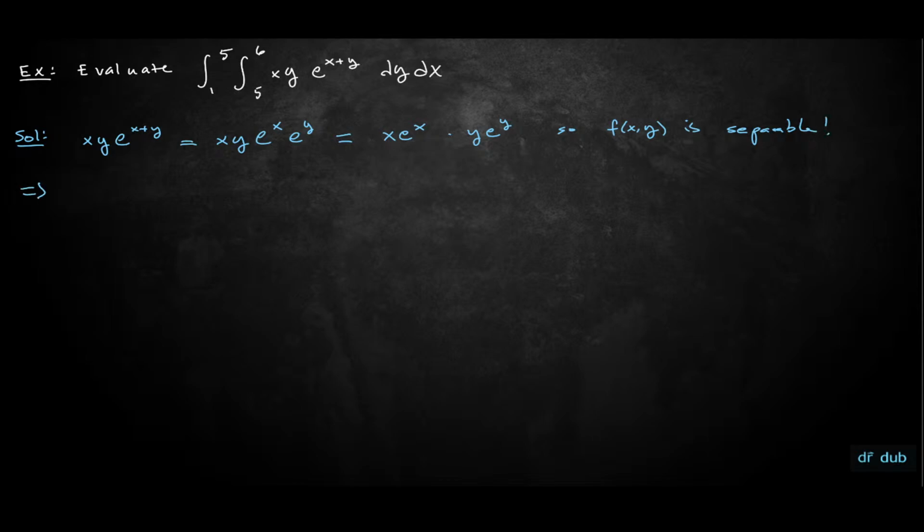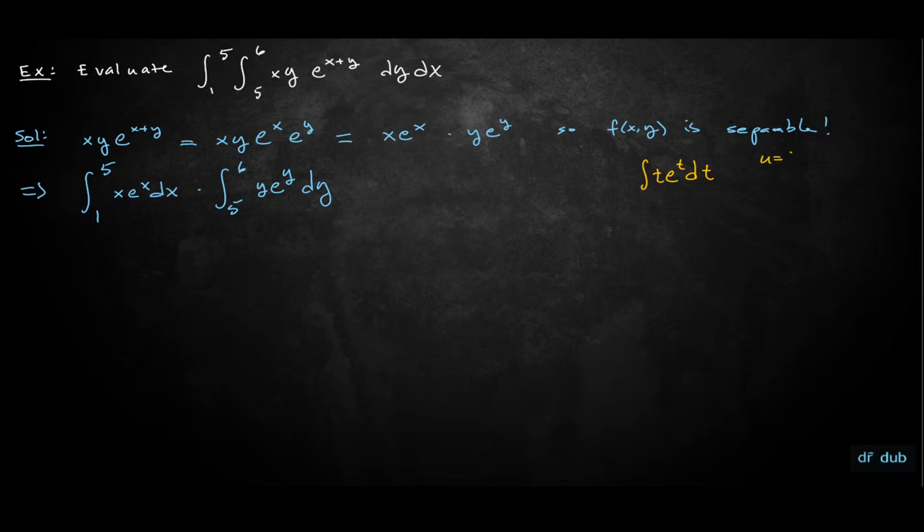That means we can integrate it from 1 to 5 for x e to the x dx, times the integral from 5 to 6 of y e to the y dy. So let's just go to the side and do an integral t e to the t dt, because that's basically the same integral that we have over here, x e to the x dx and y e to the y dy. It's really the same integral, just different bounds. So let's integrate t e to the t dt.